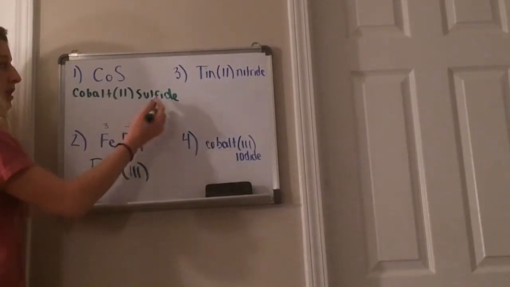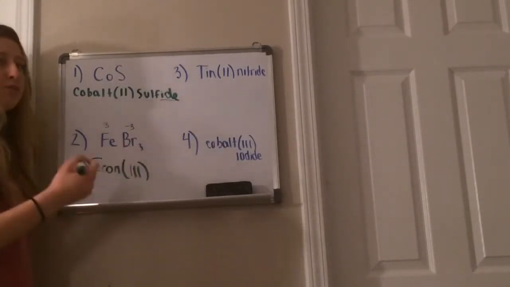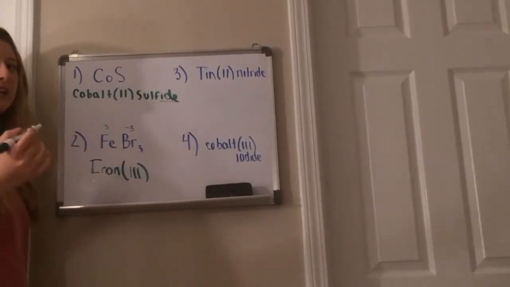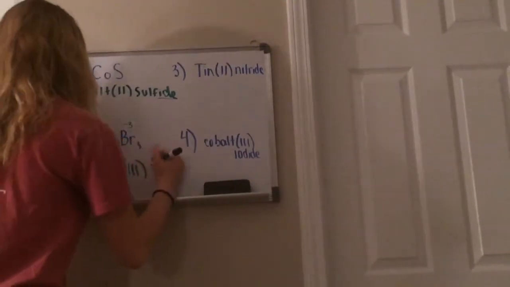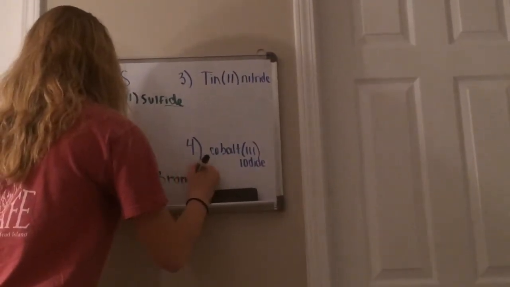So remember how this ended with -ide? We're going to need to do the same thing here. So we take off the ending of bromine, which ends in -ine, and replace it with -ide. So it's going to be iron(III) bromide.